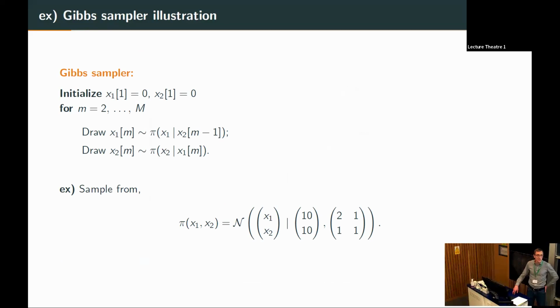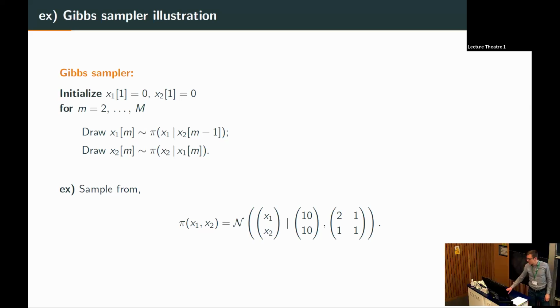We just loop over the coordinates, and in each MCMC iteration, we first replace x1 by drawing from this conditional distribution of x1 given x2, the previous value of x2. And then I update x2 by drawing from its conditional distribution. Note here that I condition on the most recent value of x1, the one that I generated in the line above here.